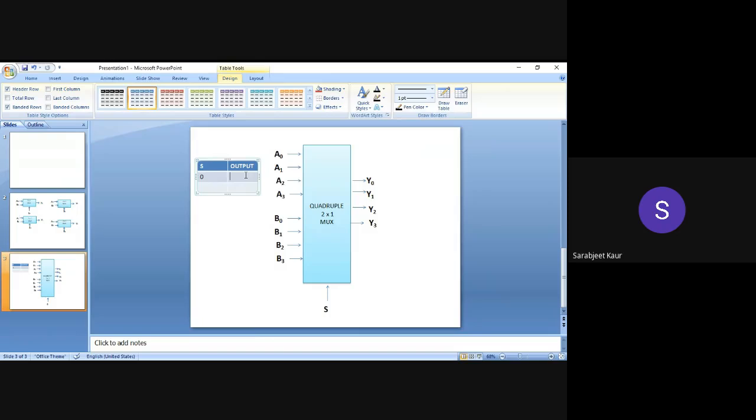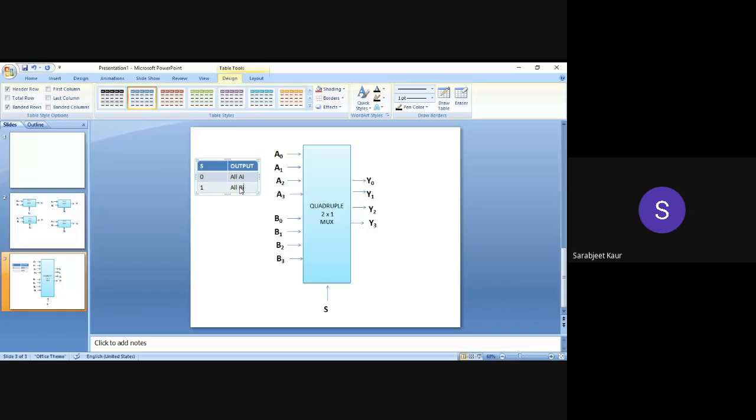So what is the output? The output should be all A's, right or not? And when S is equal to 1, then the output should be all B's.